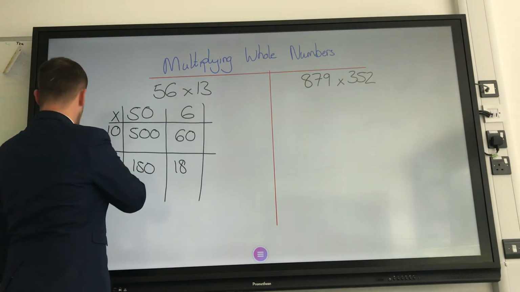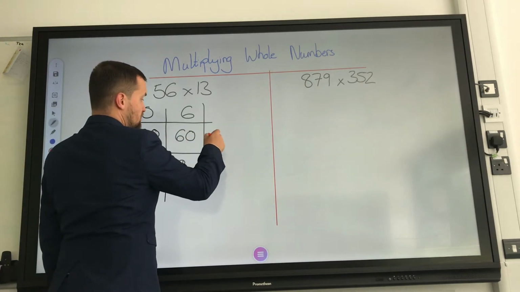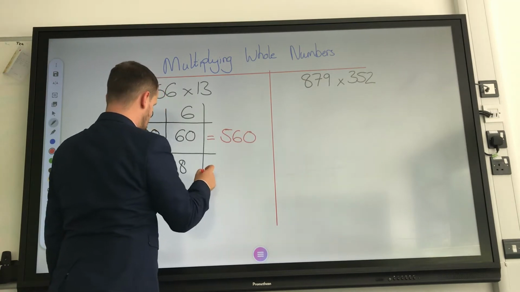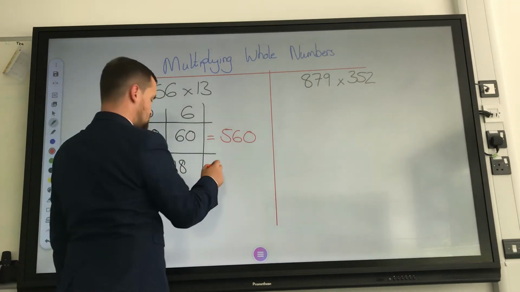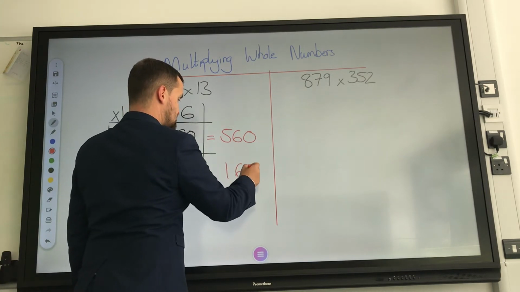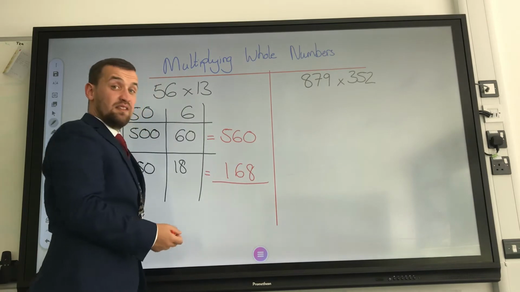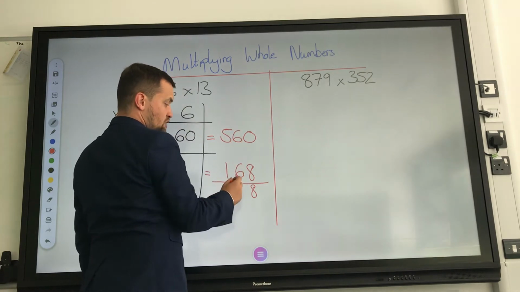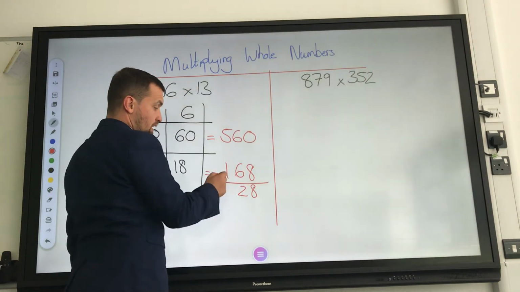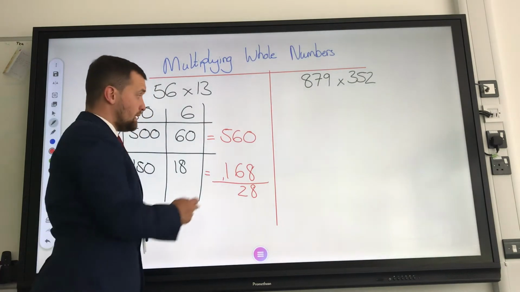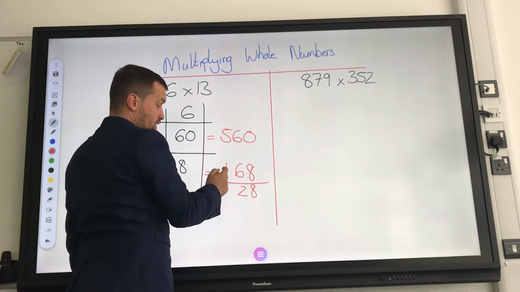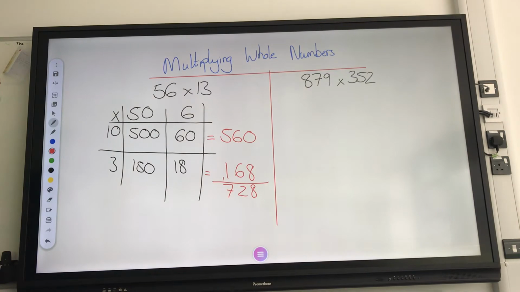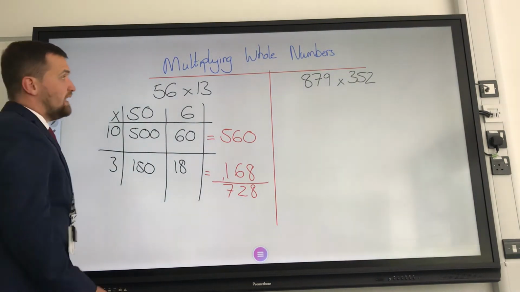Okay? So what we're going to do then is add up each row. So we've got 500 plus 60, which is 560. We've got 150 plus 18, so that's 168. And then we're going to add them together. 0 plus 8 is 8. 6 plus 6 is 12. So we're going to put the 2 there for 12, and we're going to carry the 1 across. We've got 5 plus 1 is 6, plus 1 is 7. So 56 times 13 is 728.